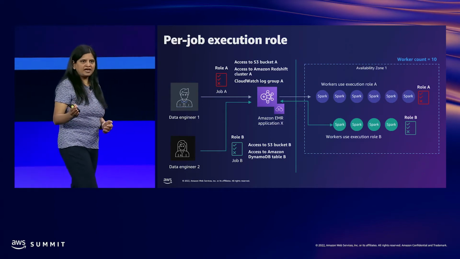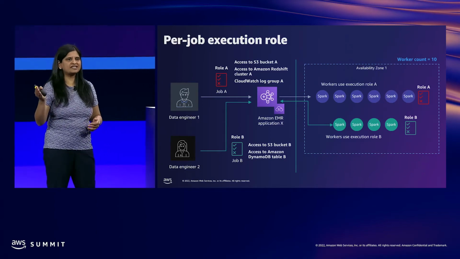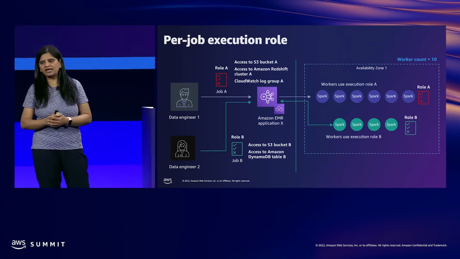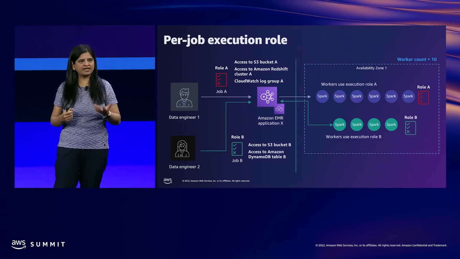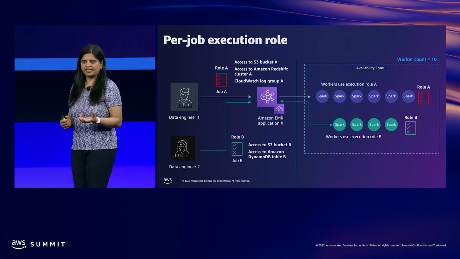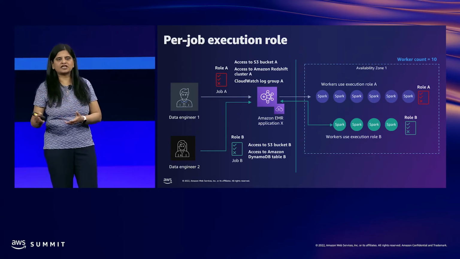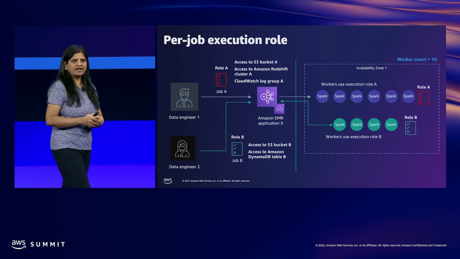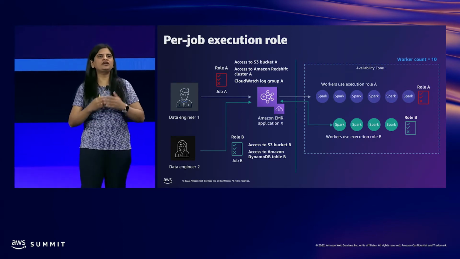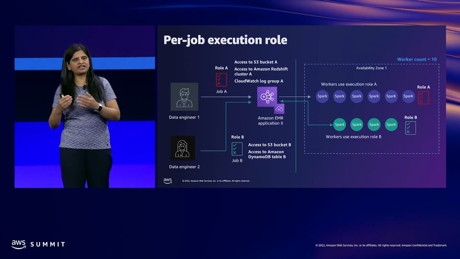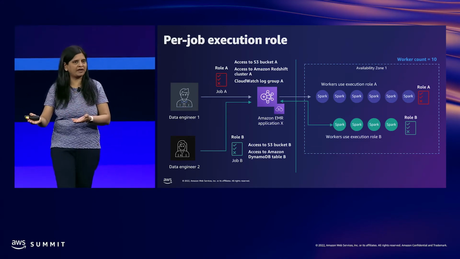Now, job A is sent with role A, and role A has access to bucket A and a Redshift cluster A. And so the workers that are spun up to run job A will have access only to S3 bucket A and Redshift cluster A and CloudWatch group A.